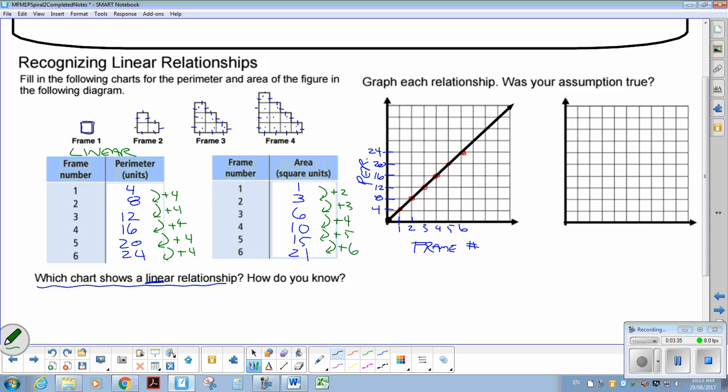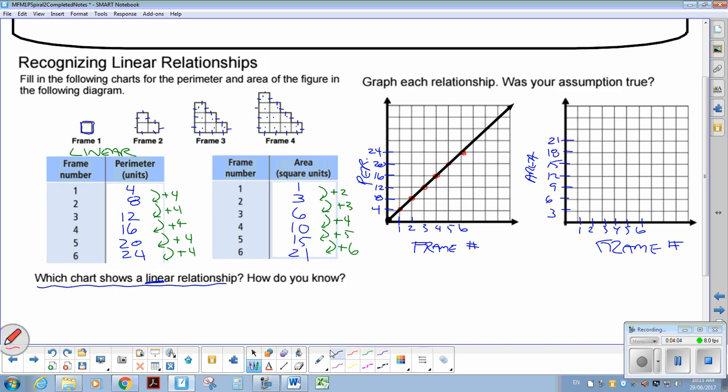All right, so let's graph the other one, see what happens. So again, frame number, and I can go up by 1s again. 1, 2, 3, 4, 5, and 6. Now we're going to go up by area. Got to get up to 21. Let's go up by 3s. So 3, 6, 9, 12, 15, 18, 21.